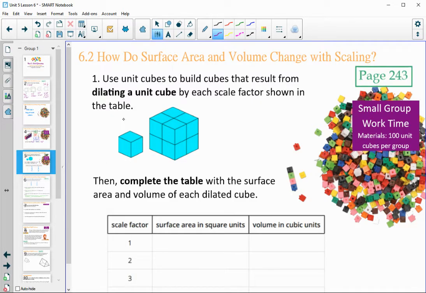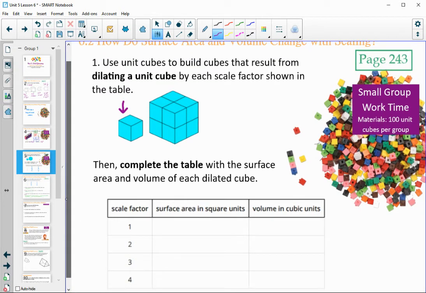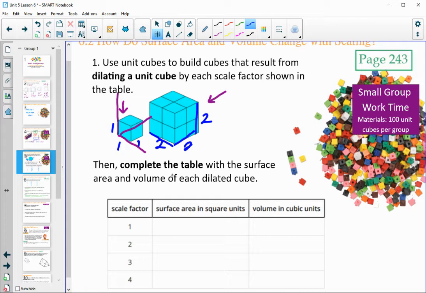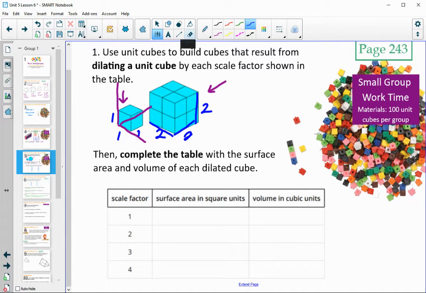So here's our 1 unit cube, and we're going to dilate it by these different scale factors. If we dilate this by a scale factor of 2, we're going to extend not only the width and the length, but also the height. So you're dilating all 3 of these measures. This would be a dilation of 2 on this unit cube. So now, instead of 1 by 1 by 1, we've got 2 by 2 by 2. And then you want to come up with the surface area and volume of each of those structures.